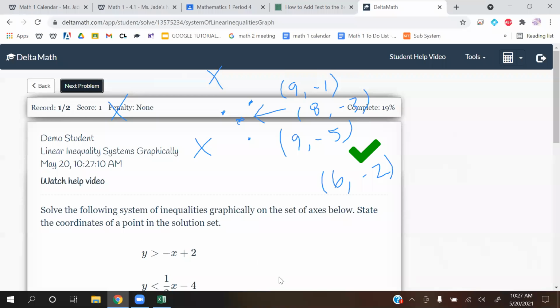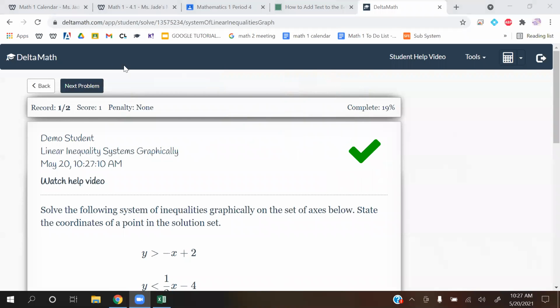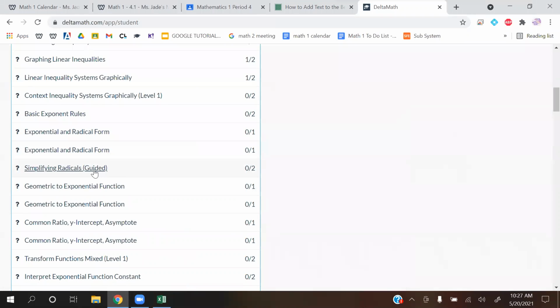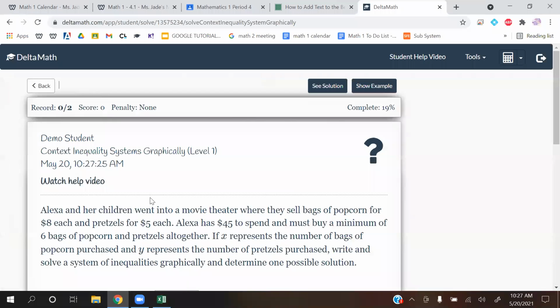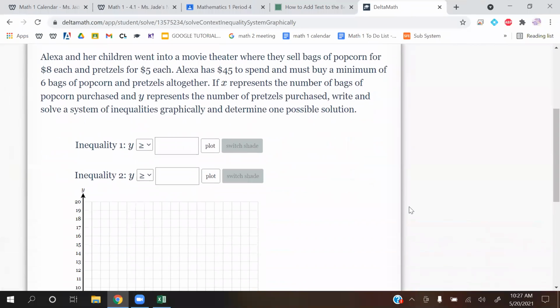Okay, so let me clear those annotations. Wait, where are we? Okay, context inequality systems graphically. So Alexa and her children went into a movie theater where they sell bags of popcorn for $8 each and pretzels for $5 each. Alexa has $45 to spend and must buy a minimum of 6 bags of popcorn and pretzels altogether. If X represents the number of bags of popcorn purchased and Y represents the number of pretzels purchased, write and solve a system of linear inequalities graphically and determine one possible solution.